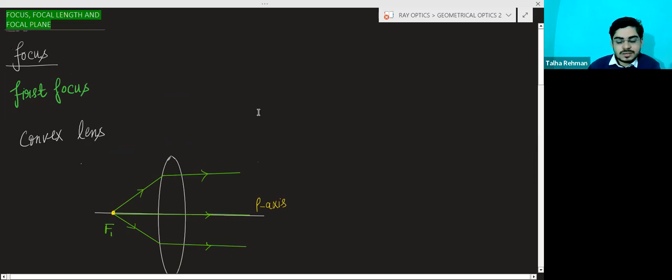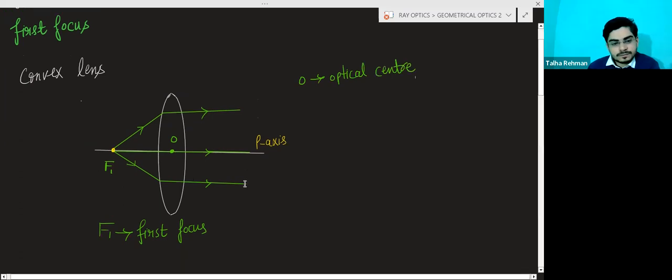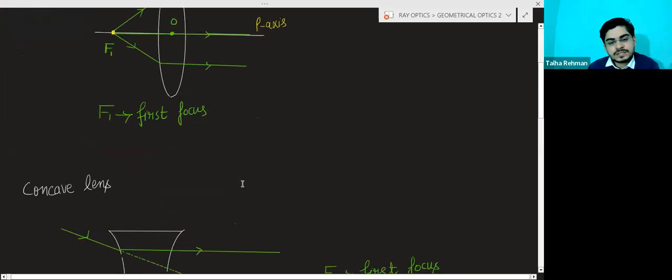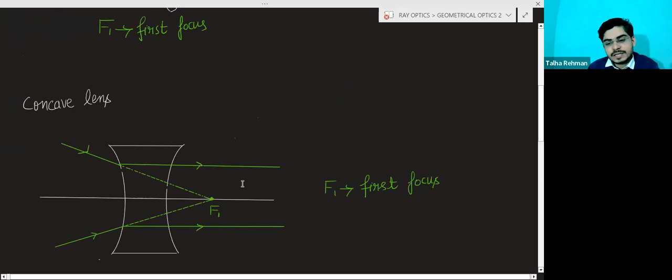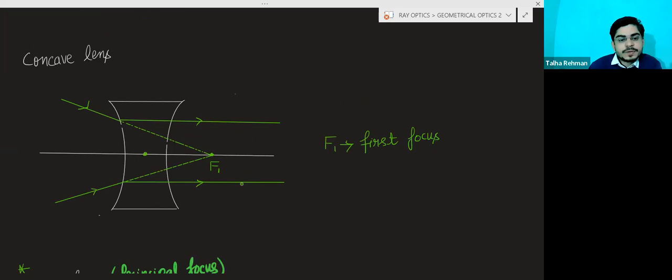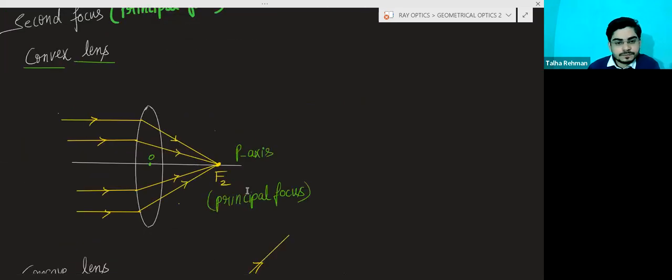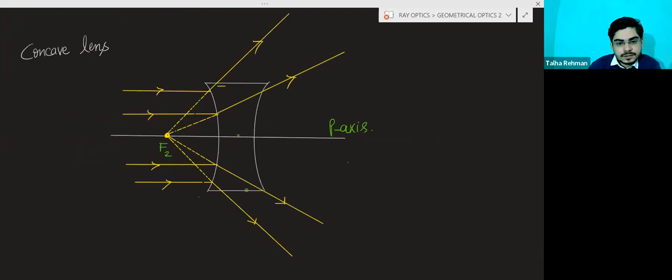Okay, so suppose this is the optical center O. What is O here? Optical center. We will finish the game in one shot. Okay. So optical center. Here is also optical center. Here is the optical center.